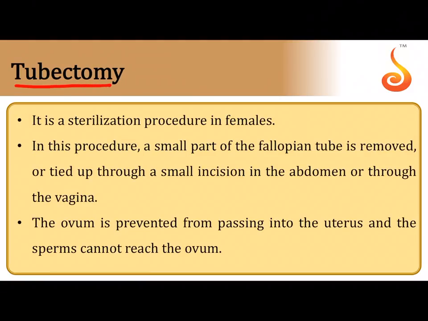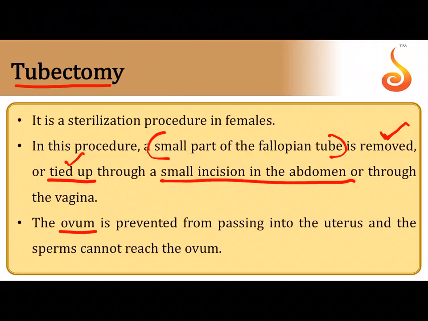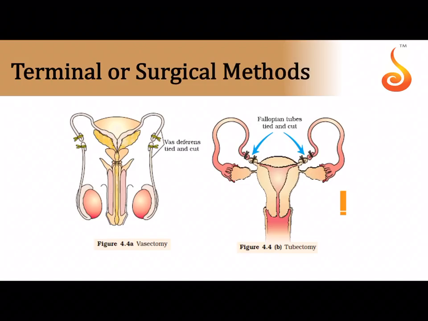In female, it is called tubectomy. You can imagine a small part of the fallopian tube is removed, or it is tied up, by making a small incision in the abdomen. So imagine if the fallopian tube is tied. The ovum is sitting on the other end of the fallopian tube, and the sperm has to cross the fallopian tube to reach the other end. But you have removed a portion of the fallopian tube, or you have tied it up. So the sperm cannot reach the egg which is sitting in the ampulla. Obviously if the sperm cannot reach the egg, there is no question of fertilization.